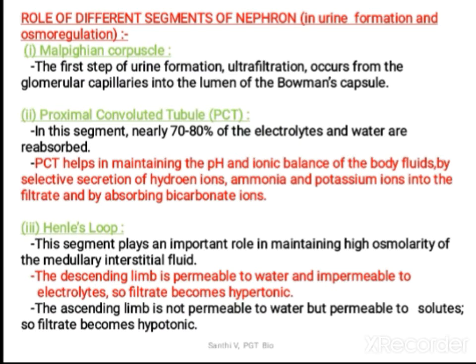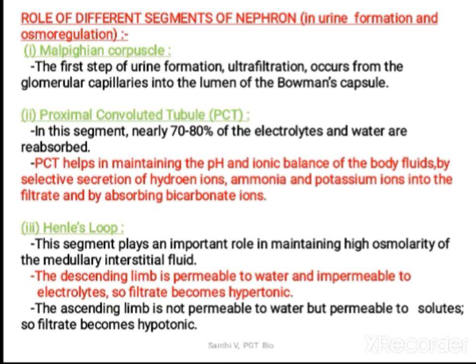Now the role of different segments in the nephron. First, the Malpighian corpuscle. The first step of urine formation, ultrafiltration, occurs from the glomerular capillaries into the lumen of Bowman's capsule. Next, the proximal convoluted tubule. In this segment, nearly 70 to 80% of the electrolytes and water are reabsorbed. The proximal convoluted tubule helps in maintaining pH and ionic balance of the body fluids by selective secretion of hydrogen ions, ammonia, potassium ions into the filtrate, and by reabsorbing bicarbonate ions.